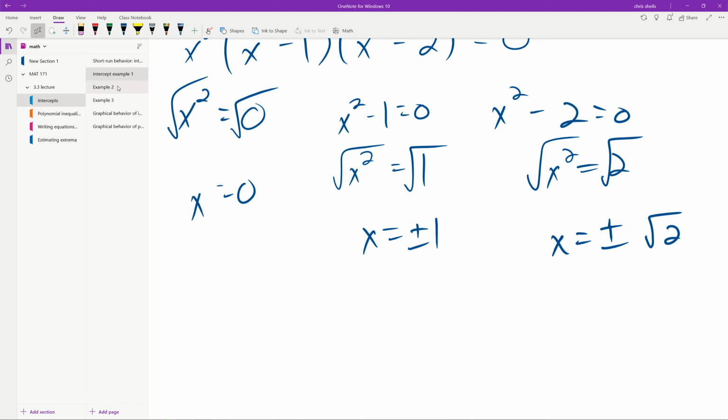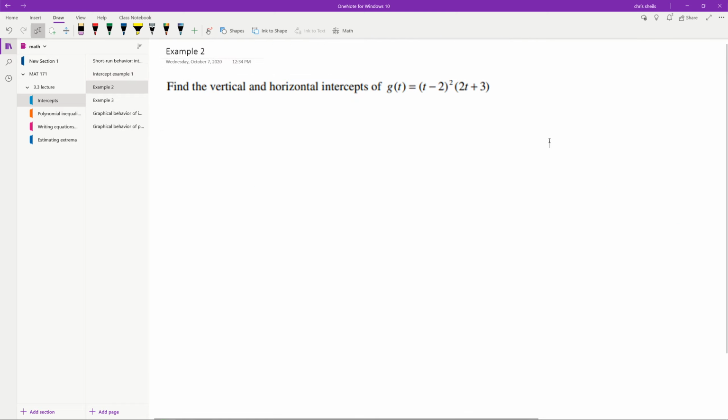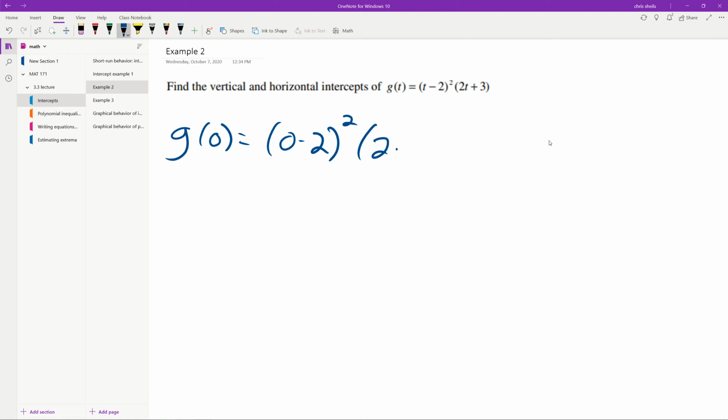Let's look at another one. Find the vertical and horizontal intercepts of g of t equals t minus 2 quantity squared times 2t plus 3. So my vertical intercept can be found by just finding g of 0. This is 0 minus 2 squared times 2 times 0 plus 3. And let's see, this is going to be 4 times 3, which is 12.